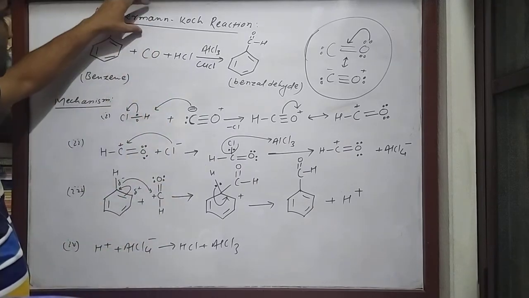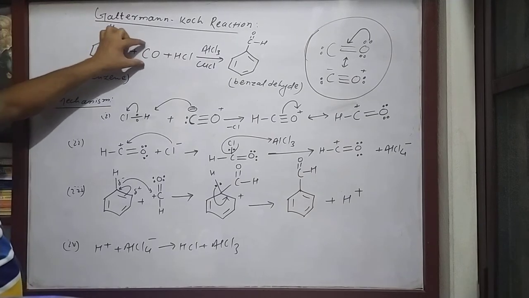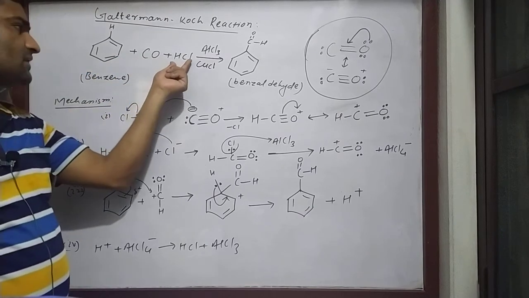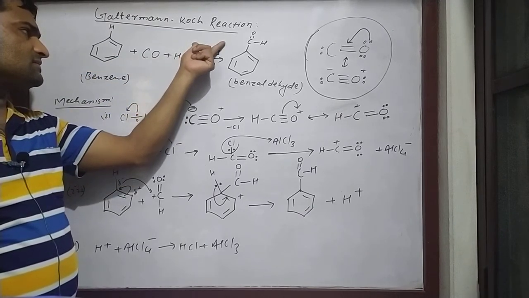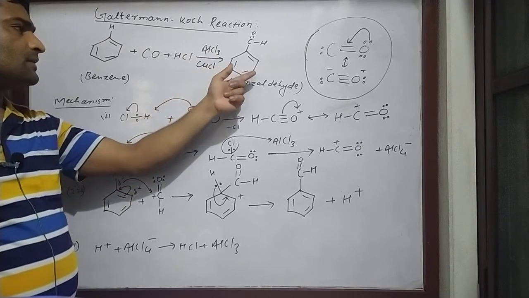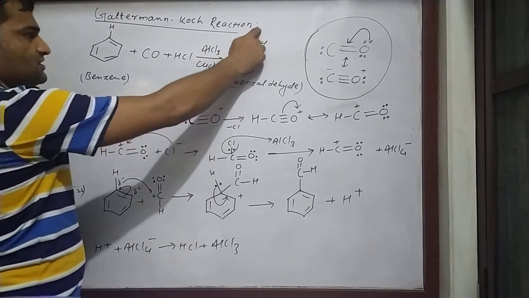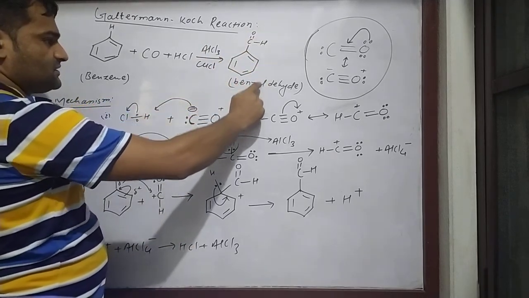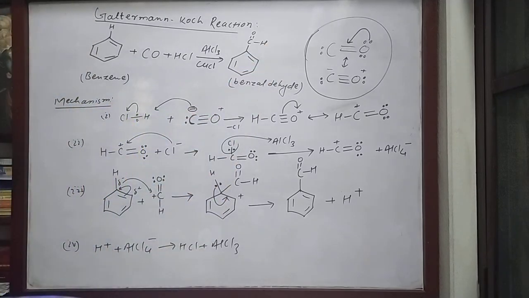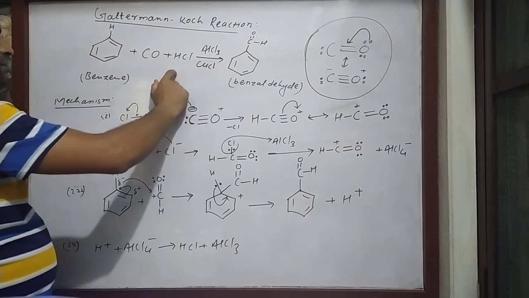reaction. Here, what is Gattermann Koch? When benzene, this is the benzene ring, reacts with CO, carbon monoxide gas, in the presence of HCl, hydrochloric acid, and AlCl3 catalyst or CuCl catalyst, it gives benzaldehyde. When the benzene ring contains a CHO functional group, this is benzaldehyde, and this reaction is called the Gattermann Koch reaction. And what is the mechanism, and how is this product obtained?